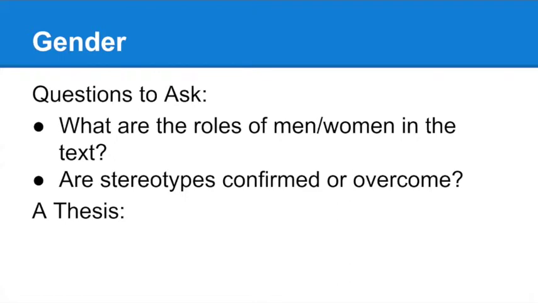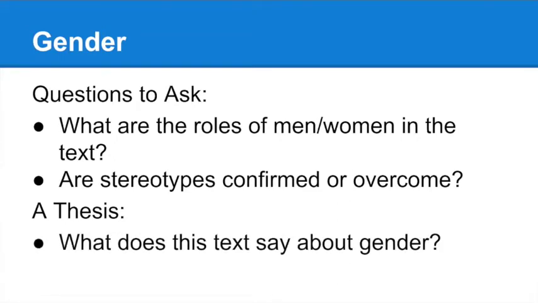So the ultimate question we want to answer: what does this text say about gender? Are they trying to say that gender roles don't exist? Or are they trying to say that the text is setting back women and men 50 years, or bashing one gender or the other? What ultimately does that text reveal?